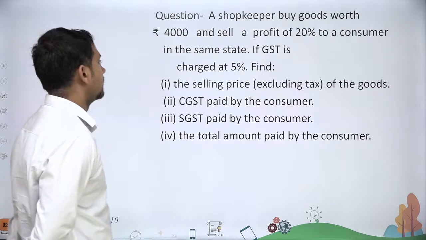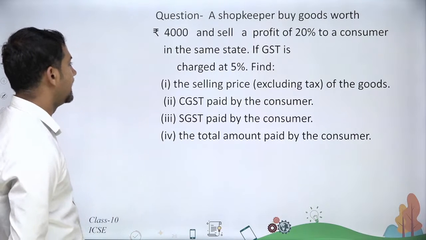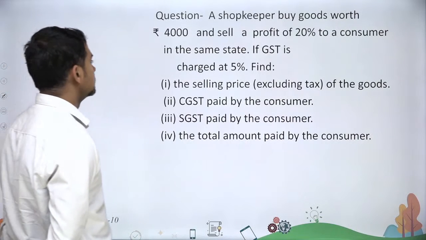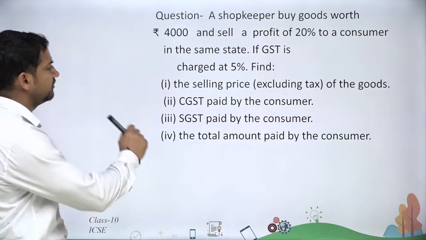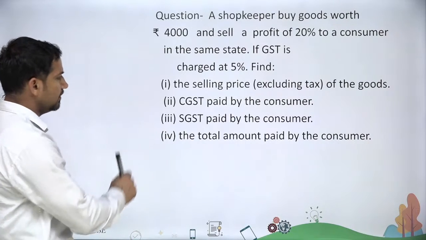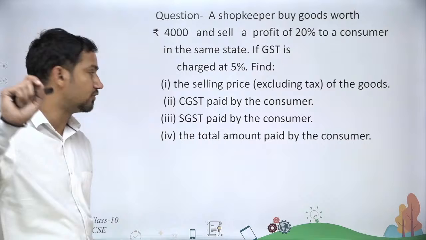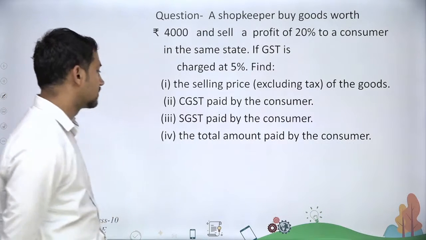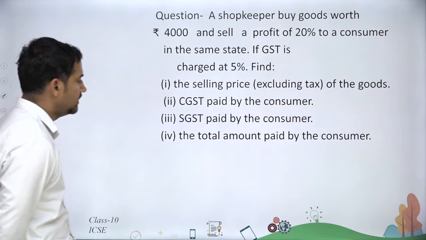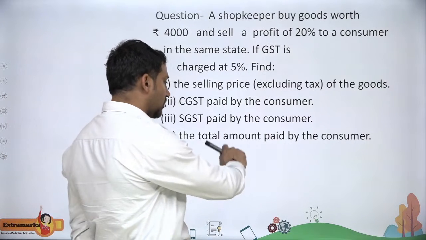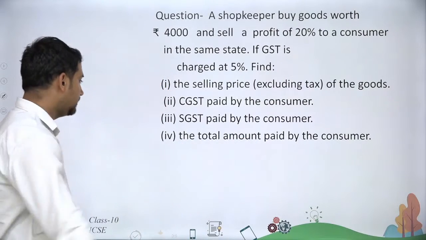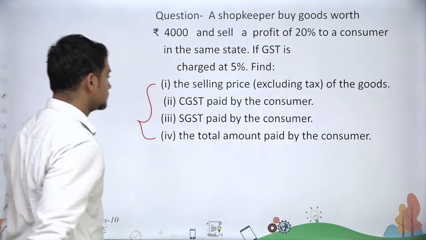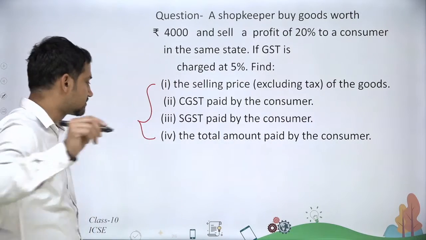Now, a shopkeeper buys goods worth rupees 4,000 and sells at a profit of 20% to a customer within the same state. If GST is charged at 5%, find the selling price of the goods. First of all, we have to find the selling price of the goods. In the second one, what is the CGST paid by the consumer and SGST paid by the consumer and the total amount paid by the consumer. Okay. We have to find all this.